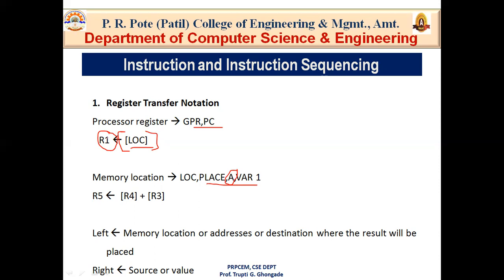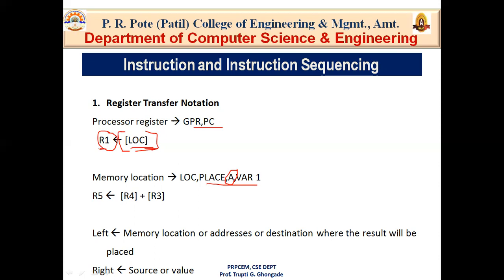So this instruction denotes that the contents of the memory location, whose name is LOC, will be transferred to the general purpose register R1, that is our processor register. So this is the notation of data transfer between the processor and memory.